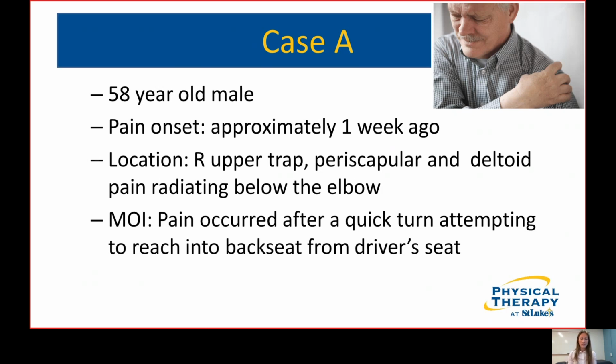So case A, we have a 58-year-old male that comes into the clinic. He's had pain for the last week. He's got pain in the upper trap, periscap, deltoid region. He also has pain radiating below his elbow. Mechanism of onset is related to having reached quickly into the back seat of his car. He turned real fast and pain followed just thereafter. He's generally very healthy, and he was referred through the comprehensive spine program. His primary complaints are pain when reaching and just generally elevating the shoulder.